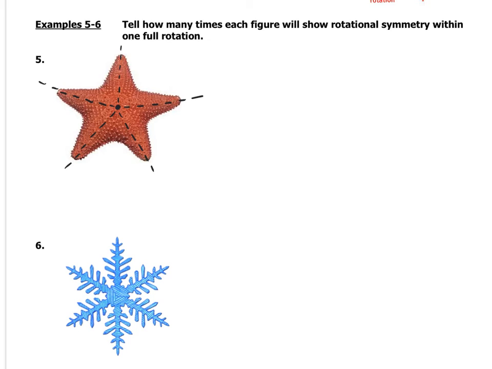Well, if I rotated from this imaginary line down to this imaginary line, this piece would move down here. The next piece would move to this location. The next piece would move here. But you would really get the same picture. You would just have each leg in a different position, but it would look like the same starfish. And then I could rotate again from this imaginary line to this imaginary line, and I can do that a total of 5 times. So this starfish has rotational symmetry, and I can rotate it 5 times.